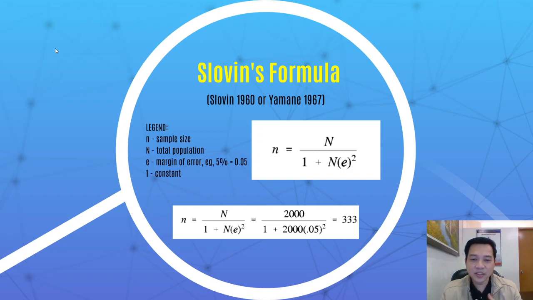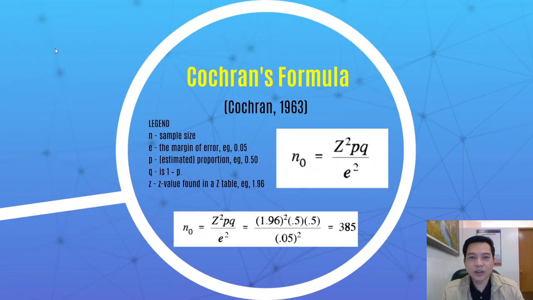Okay? So in Slovin's formula, for a 2,000 population with a margin of error of 5%, you will be recommended to invite or take a sample size of 330. Okay? So that's one option. The second option will be Cochran's formula, or under Cochran 1963. The formula is also here.